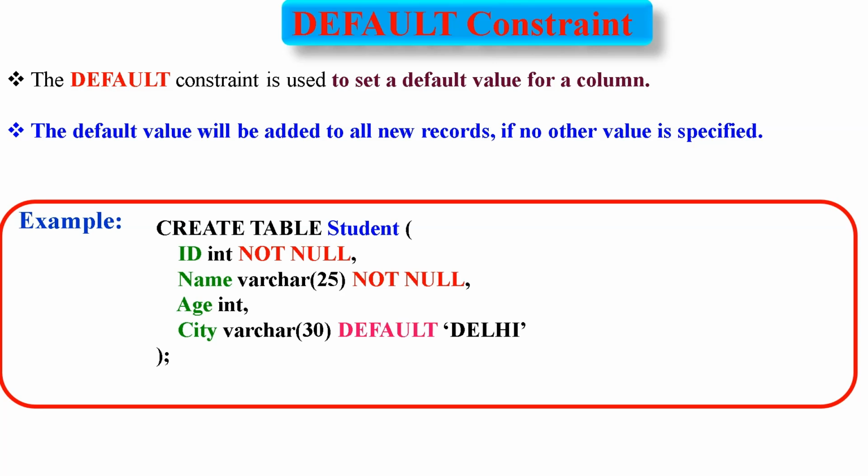The create table statement creates a table named student with 4 columns: ID, name, age, and city. The ID and name columns are required and cannot contain null values. The age column can contain null values. The city column, if not specified during an insert operation, will default to Delhi. This table structure is suitable for storing information about students, including their ID, name, age, and city of residence.